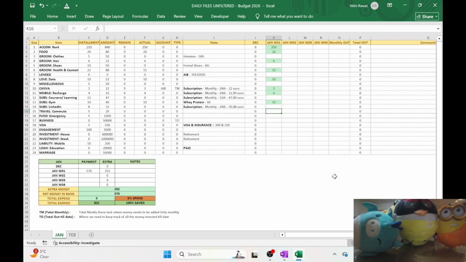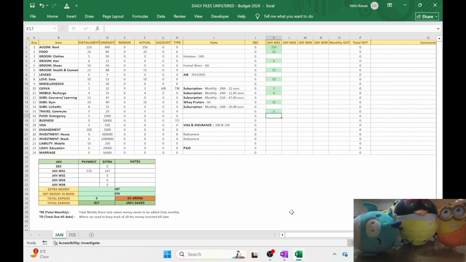So travel is needed, 5 euros. In Europe, mostly you will see there are trams or buses, so you can use your card to tap it and recharge that. You usually keep it 5 or 10 euros, so every week I keep 5 euros. Usually I don't travel much, but this money might be useful for future travel, because I am thinking to travel more this year. So this is good. Emergency fund is always needed.